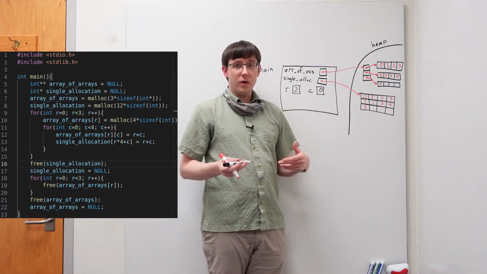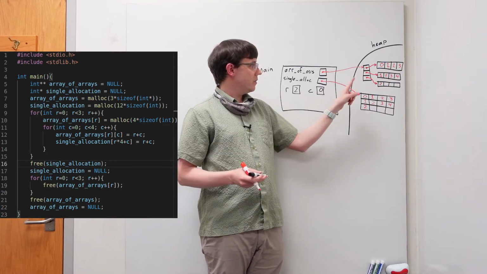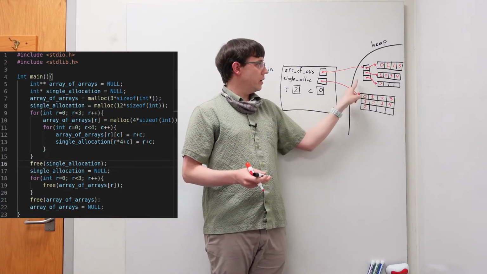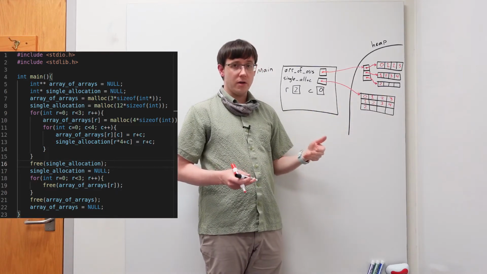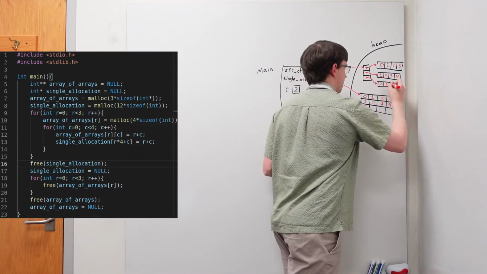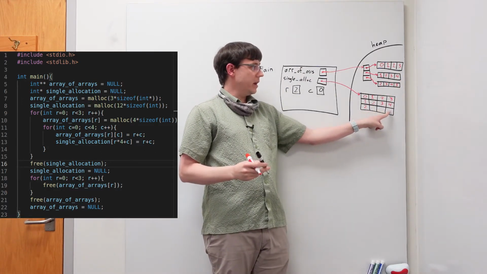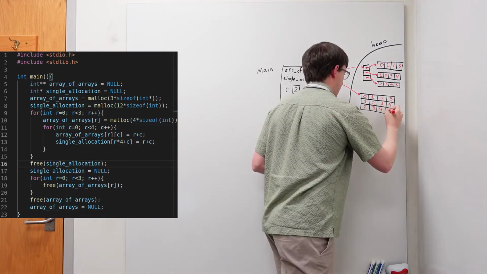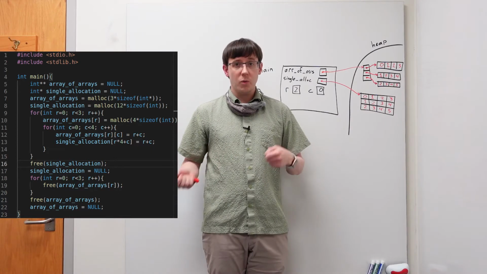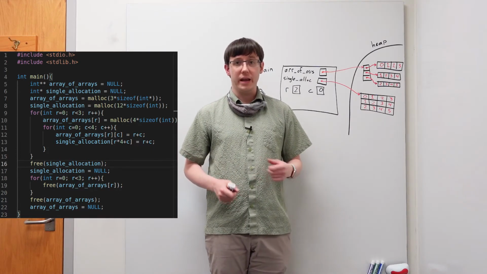And then, likewise, the inner loop will fill in indices 2, 1, 2, 2, and 2, 3 of the array of arrays, and the indices 9, 10, and 11 of the single allocation array. So this gives us two different ways of representing a dynamic multidimensional array in C.